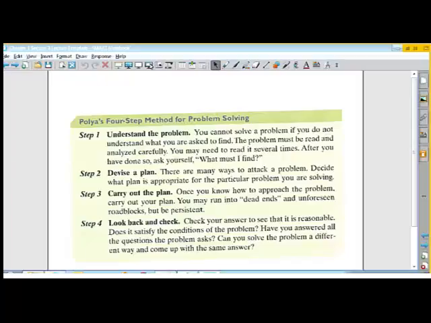So it says understand the problem. If you do not understand what you're asked to find out, the problem must be read and analyzed carefully. You may need to read it several times. After you've done so, ask yourself, what must I find? Again, people read the problem one time and say, I have no idea what to do. It's not like reading a novel. It's solving the problem. So you may have to read it multiple times, each time trying to answer a different question. What are they asking for? What do they give me? How do I get from what they give me to what they want?